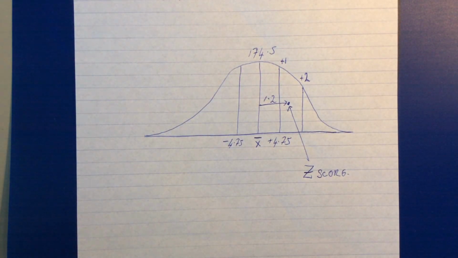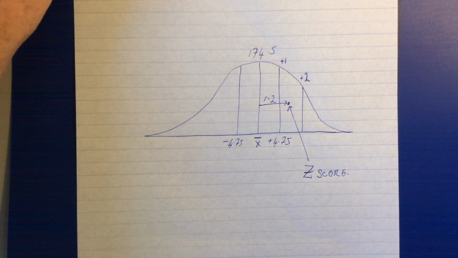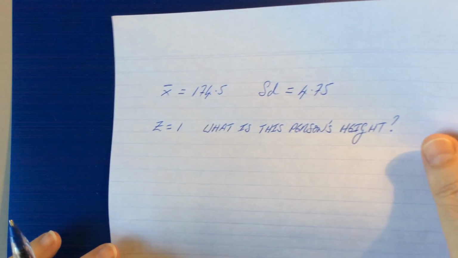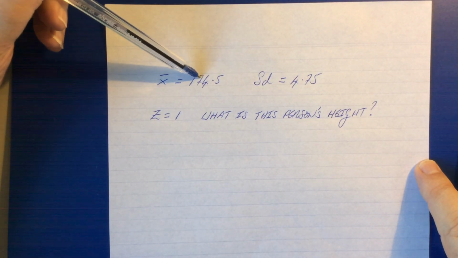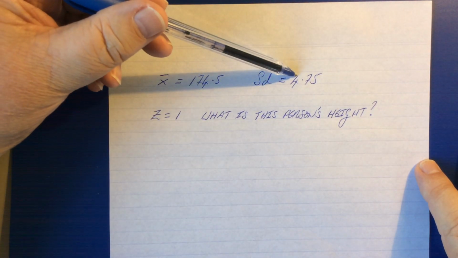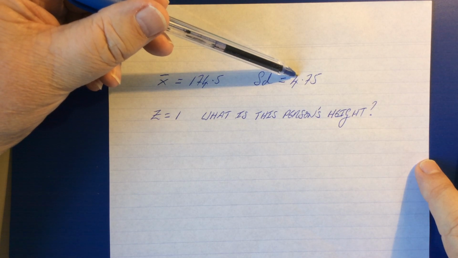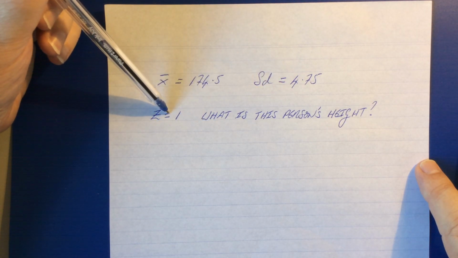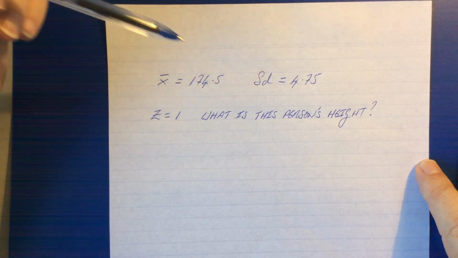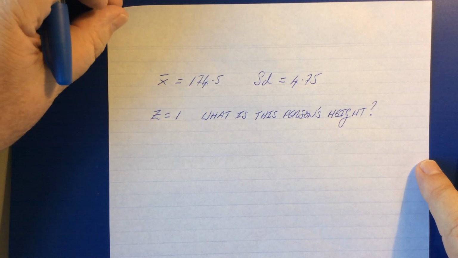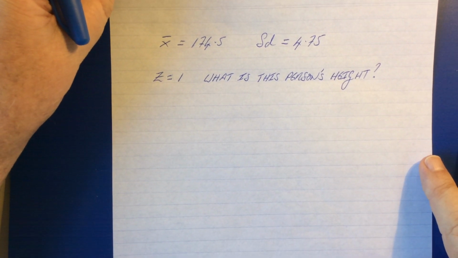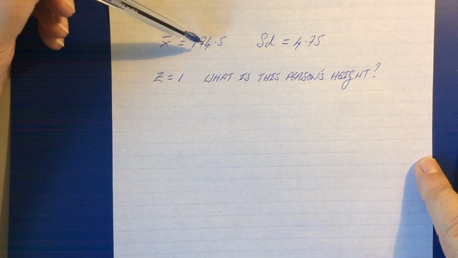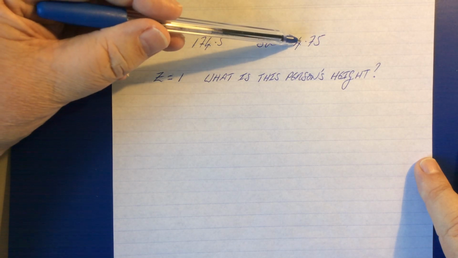Now, a second problem based on the same information is as follows. So we know the mean, we know the standard deviation. If a person's z-score is 1, what is that person's height? Well, the short answer is that it is that plus that.